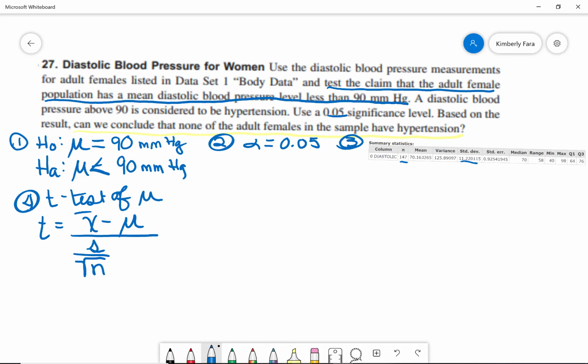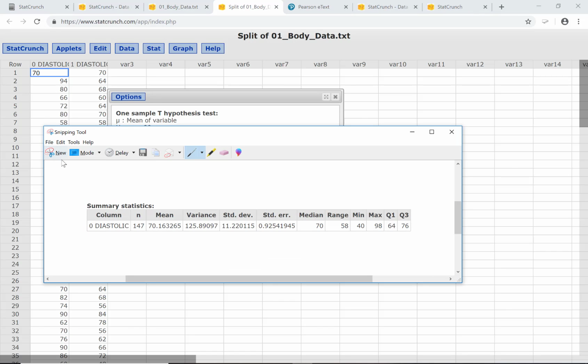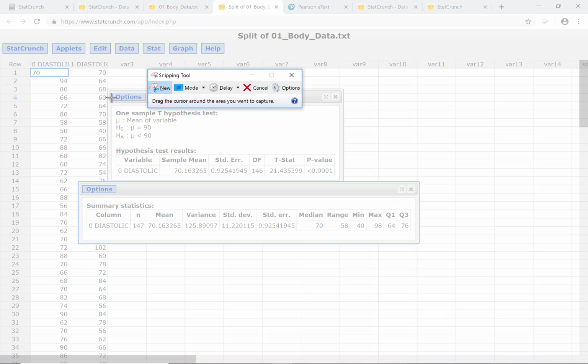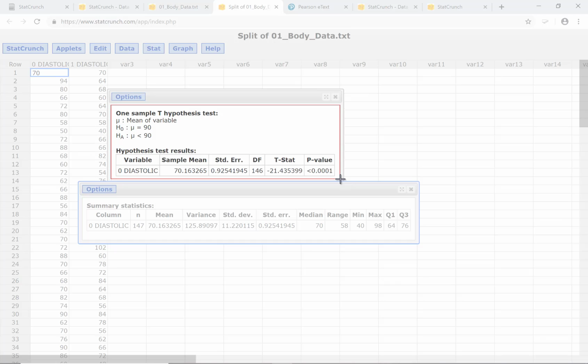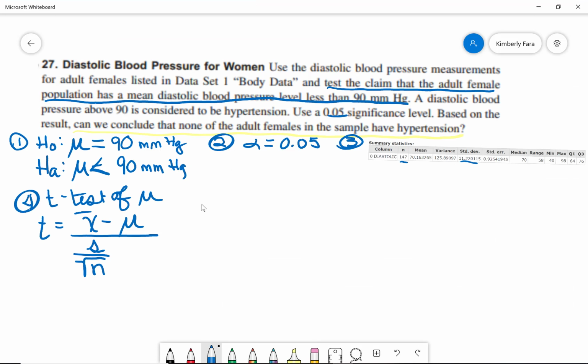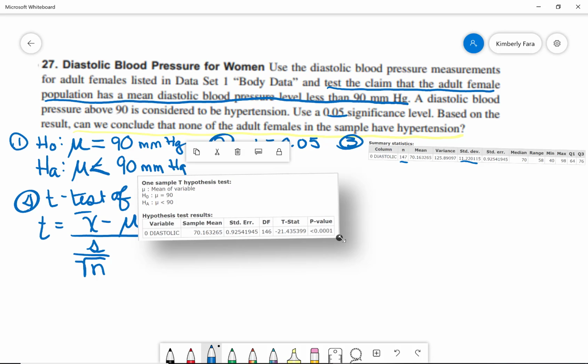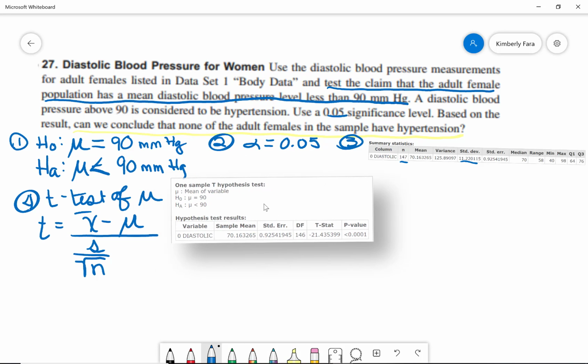So let's go back to StatCrunch, and I'm going to snip that. You can find the snipping tool in accessories, and I always pull mine down to my toolbar because it's really quite handy to have easy access to. Now let's go back to my whiteboard, and I'm going to paste my results here. So you can see we get a very, very, very large t-statistic, and our p-value is very small.